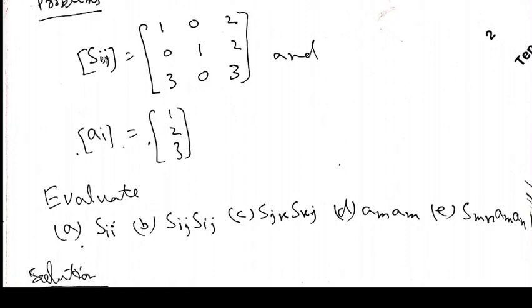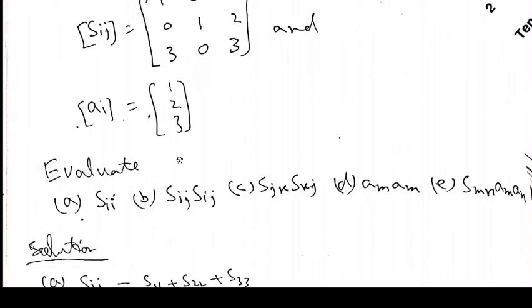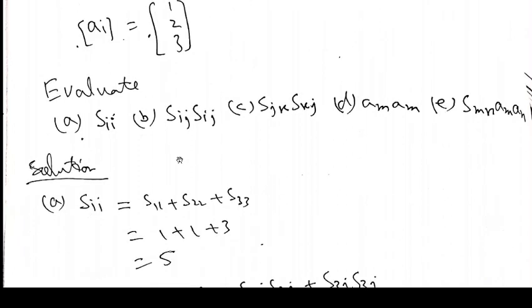S21, S22, S23, S31, S32, S33, and this is another vector. This is the column vector which you have already seen in your previous classes. This is A1, this is A2, and this is A3. These are 3 components. Now what we have to do, we have to evaluate these things. Parts A, B, C, D, E.